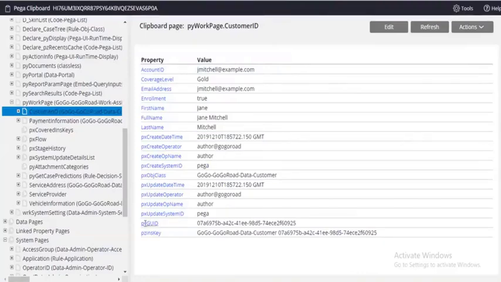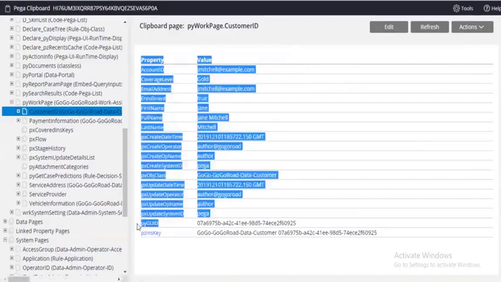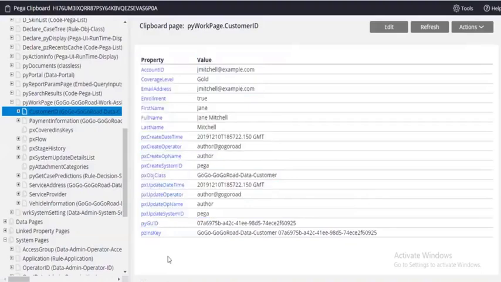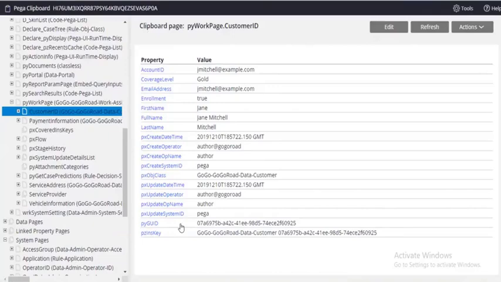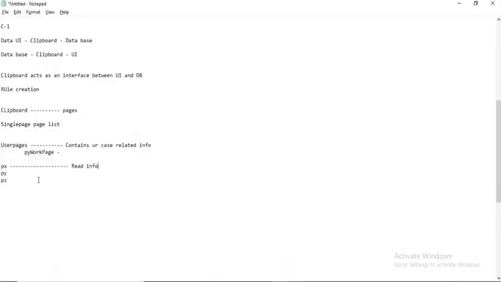We have some PY properties. See, this is PY GUID, the Global Unique Identifier. You can write and read; write in the sense you can modify this one. How to modify I will tell you, but you can understand that with PY you can both read and write, like PY ID.